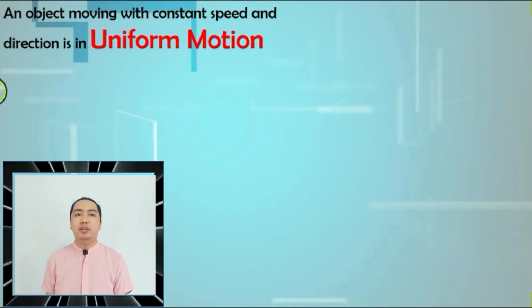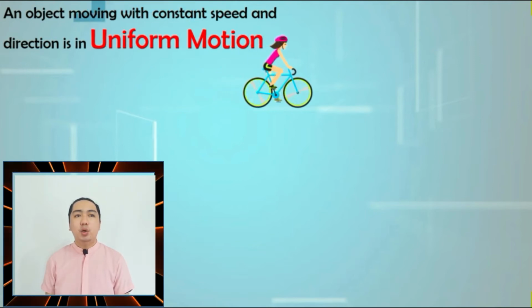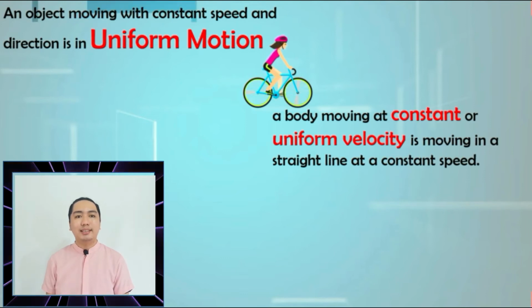An object moving with a constant speed and direction is in uniform motion. By constant speed, we mean that the object is not slowing down or speeding up. By constant direction, we mean that the object is moving along a straight line or its path does not change at all. Therefore, a body moving at a constant or uniform velocity is moving in a straight line at a constant speed. This means that the moving object covers equal distance at equal intervals of time.